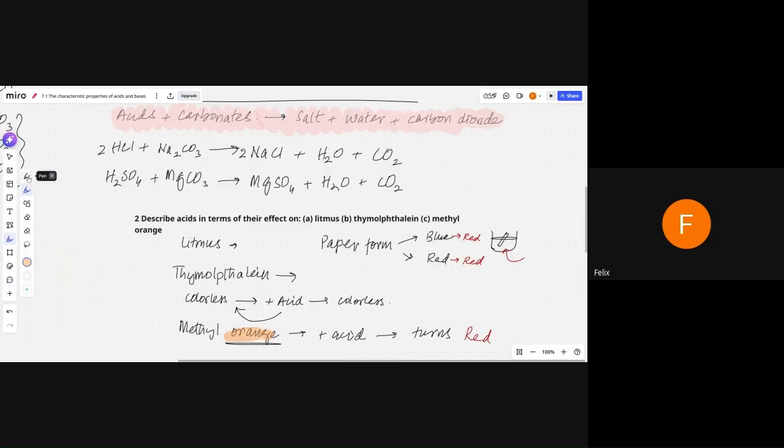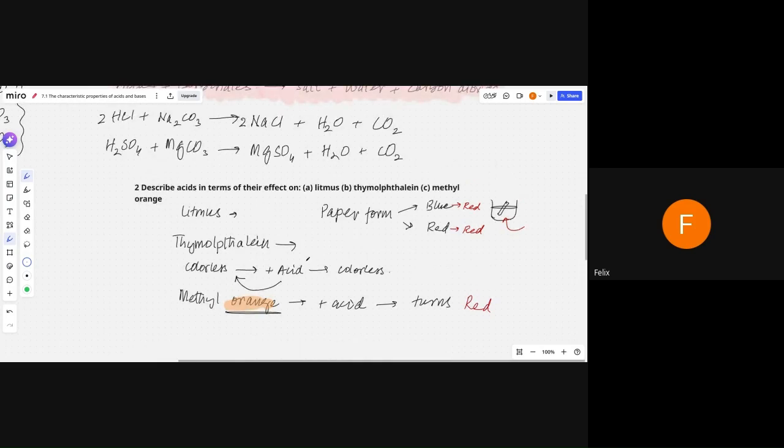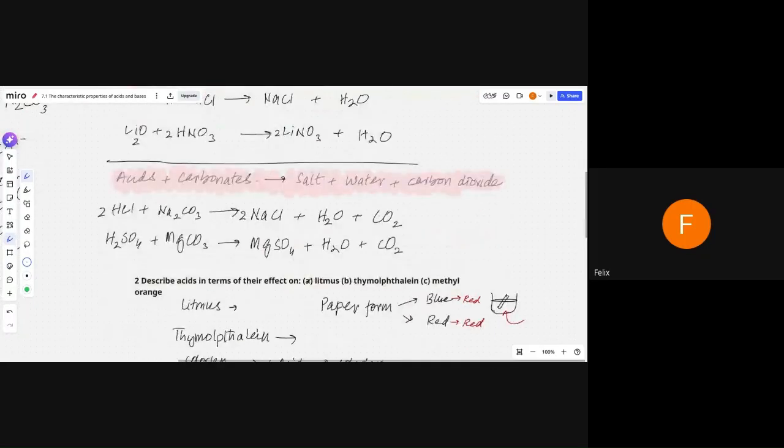So remember that. Okay, so these are memory-based concepts. You have to remember the color change, right? There's no concept involved. There's nothing that you can do. You just need to remember what will be the observable change of a certain indicator when it is treated with acid, right? When it comes in contact with acid. So I hope this is clear. Now we move on to the next part.